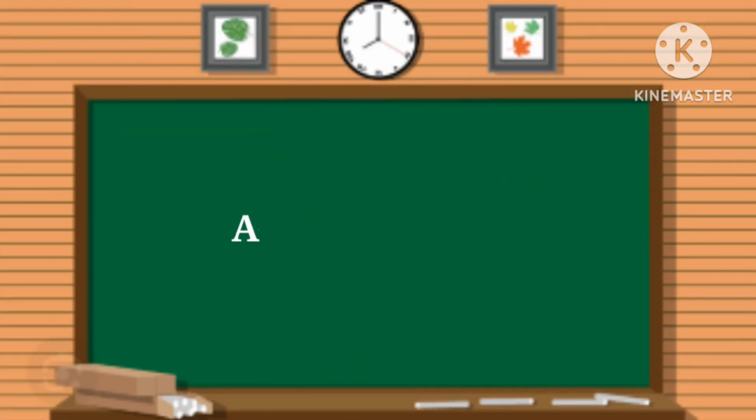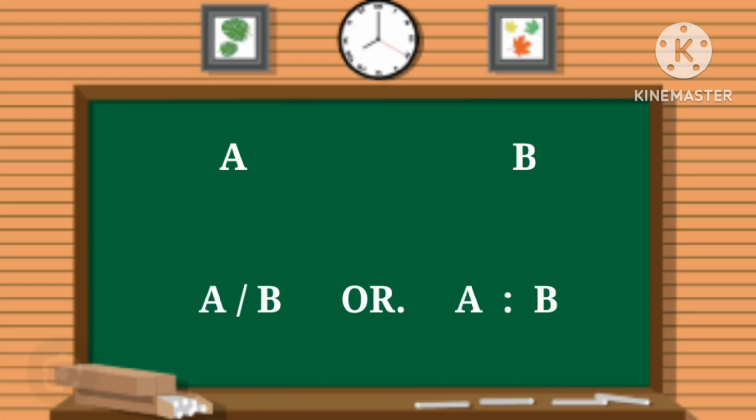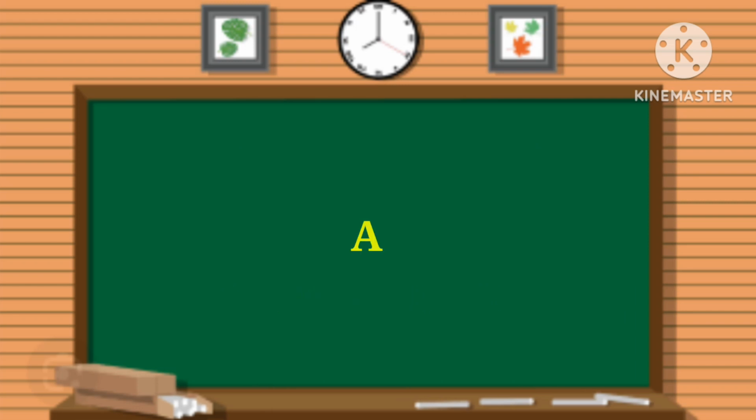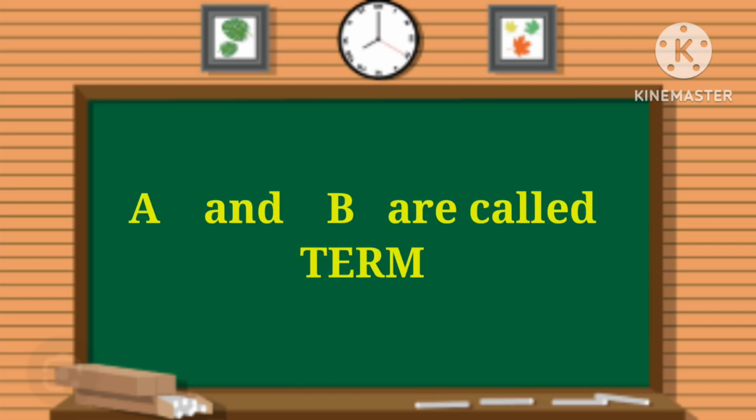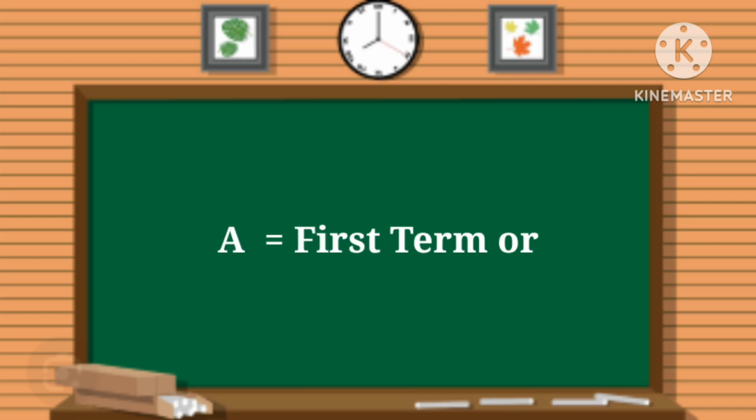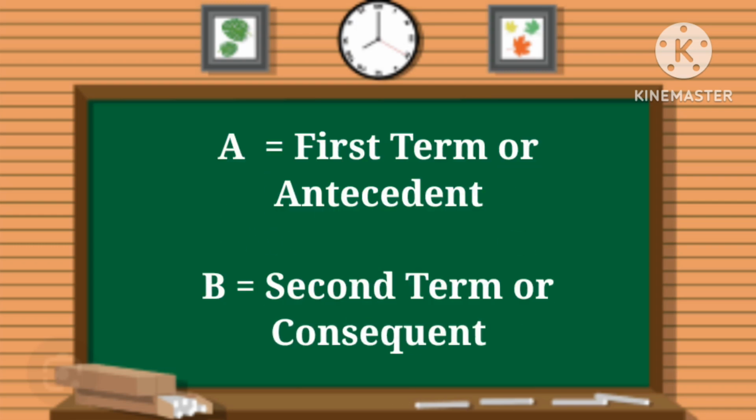The ratio of two quantities A and B will be A divided by B, or A is to B. A and B are called the terms of the ratio. Here, A is called the first term or antecedent, and B is called the second term or consequent.